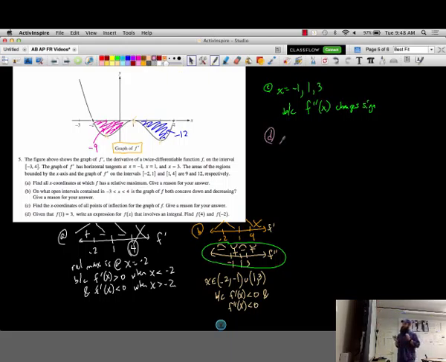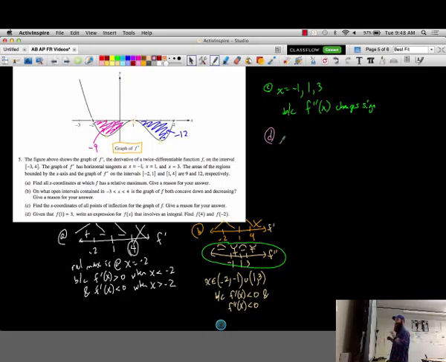Now part D says, given that f of 1 equals 3, write an expression for f of x that involves an integral. And we've talked about this, right? When you take a definite integral of a rate of change, that gives you the change in the function itself between those two values. It's kind of the idea of taking the definite integral of a velocity gives you a displacement. It's a change in location. So that would give you the change in the function value. If I then add that to the original function value, that would give me the new function value.